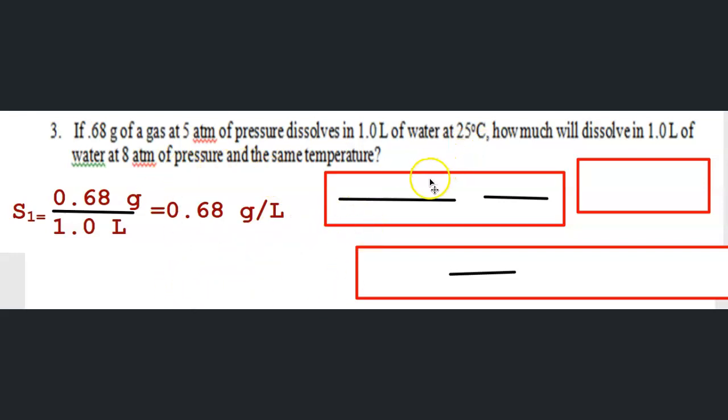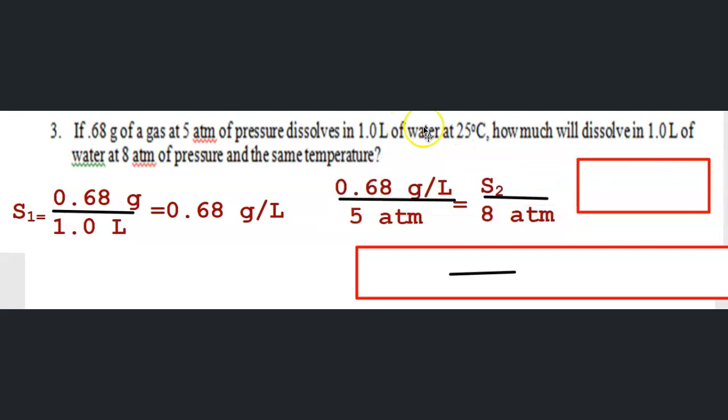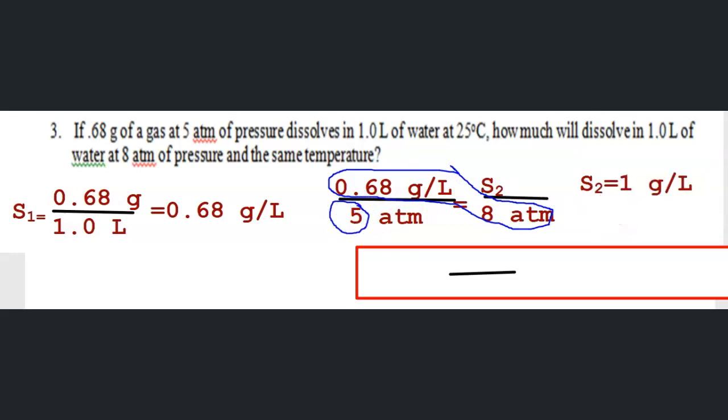And then we need to plug that into our change in solubility and pressure. So here's our starting solubility. It's at 5 atmospheres of pressure, equals our ending solubility that is at 8 atmospheres of pressure. Once again, you're going to cross multiply and divide. So you're going to cross multiply 0.68 times 8 atmospheres of pressure and divide by 5 atmospheres of pressure. And that gives S2 a value of 1 gram per liter. And again, we're going to use 1 because we had 1 sig fig in this problem.